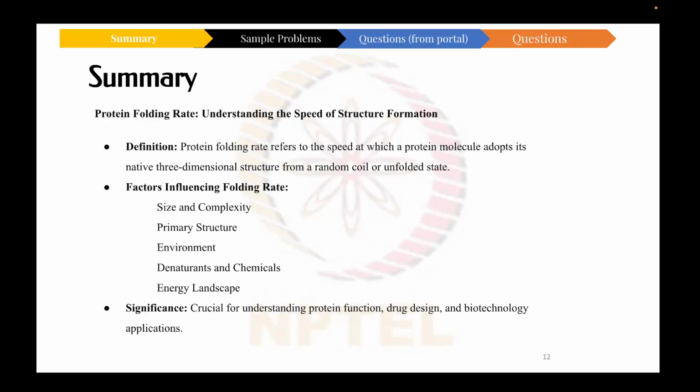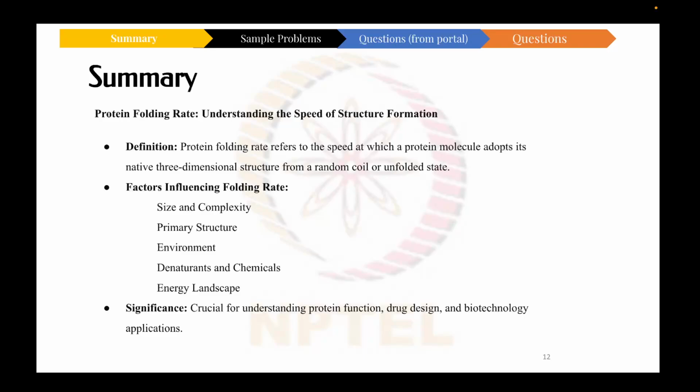Then we have primary structure. So the sequence of amino acids in a protein's primary structure determines the folding pathway and influences the folding rate. Some amino acid sequences naturally promote rapid folding, while others may lead to misfolding or aggregation, slowing down the process. Then we have environment. The surrounding environment, including factors such as temperature, pH, ionic strength, and presence of other molecules, can significantly affect the folding rate. Optimal conditions for protein folding may vary depending on the specific protein.